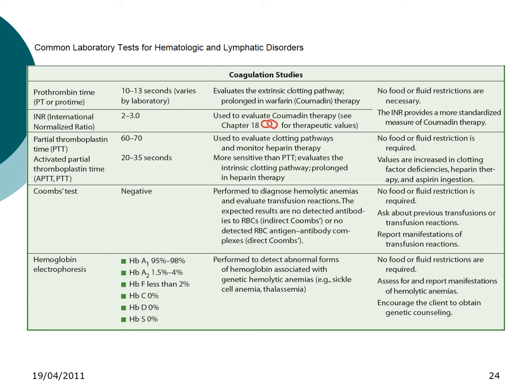And the PT, prothrombin time, it's going to evaluate the extrinsic clotting pathway. So this is the test that we want to look at if somebody is on Coumadin therapy. The other name for Coumadin is warfarin. INR, right? That's the international normalizing ratio. And again, it's also used to evaluate the Coumadin therapy. INR provides a more standardized measure of Coumadin. So they use more INR than PT.